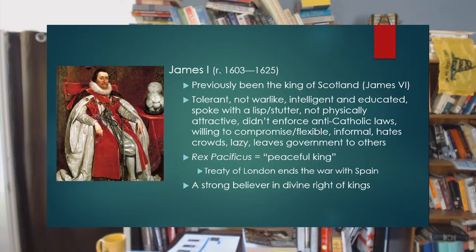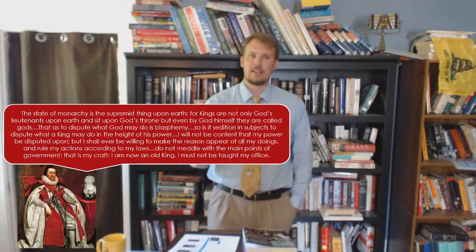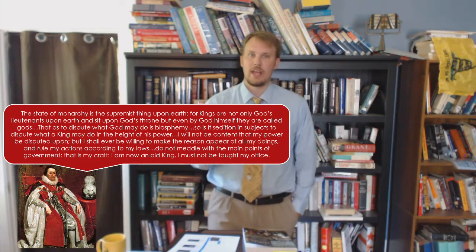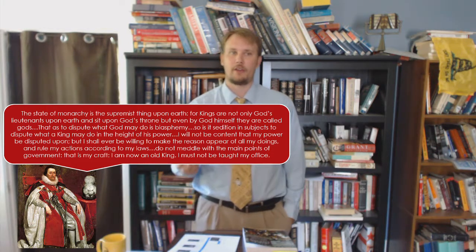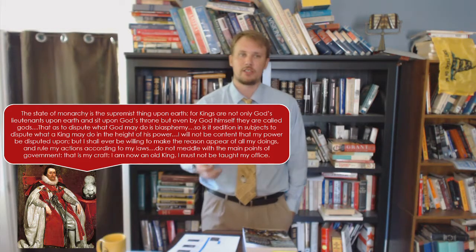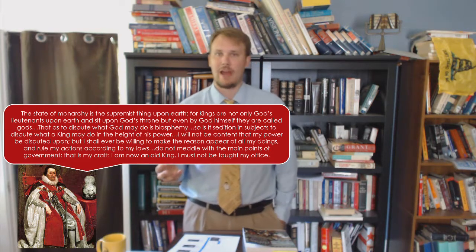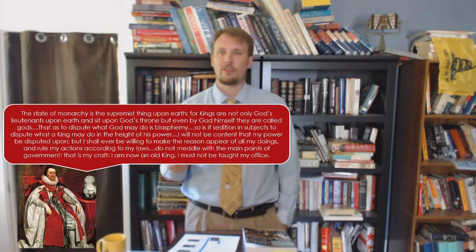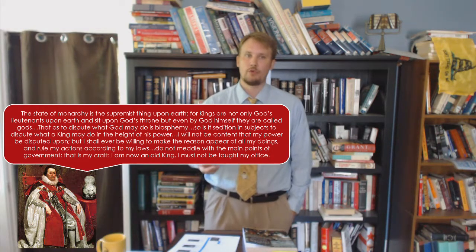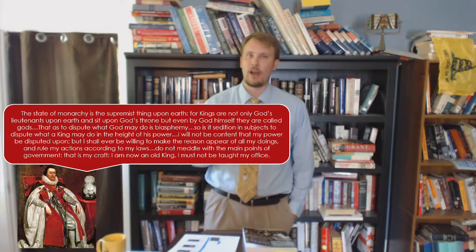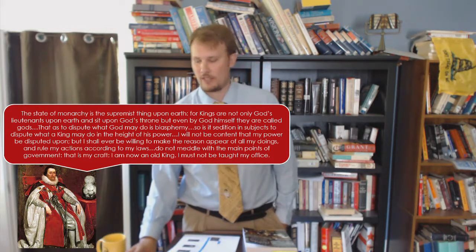He's a strong believer in the divine right of kings. Here's a quote from one of his speeches. He says, "The state of monarchy is the supremest thing upon earth, for kings are not only God's lieutenants upon earth and sit upon God's throne, but even by God himself they are called gods. That is, to dispute what God may do is blasphemy. So it is sedition in subjects to dispute what a king may do in the height of his power. I will not be content that my power be disputed upon, but I shall ever be willing to make the reason appear of all my doings, and rule my actions according to my laws. Do not meddle with the main points of government. That is my craft. I am now an old king. I must not be taught my office."